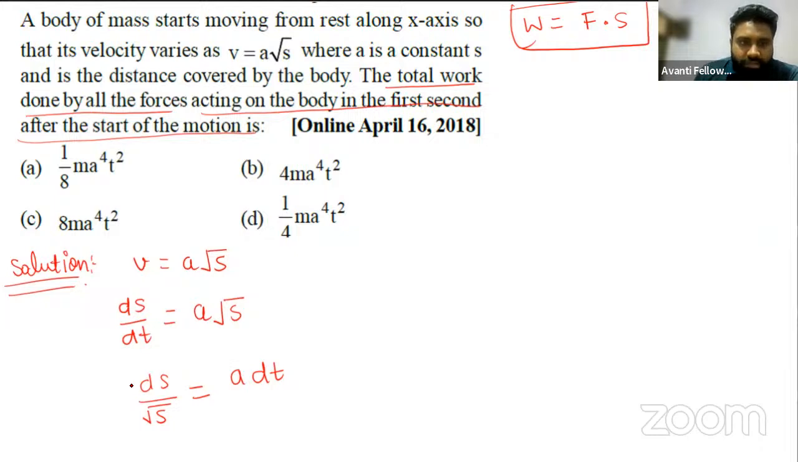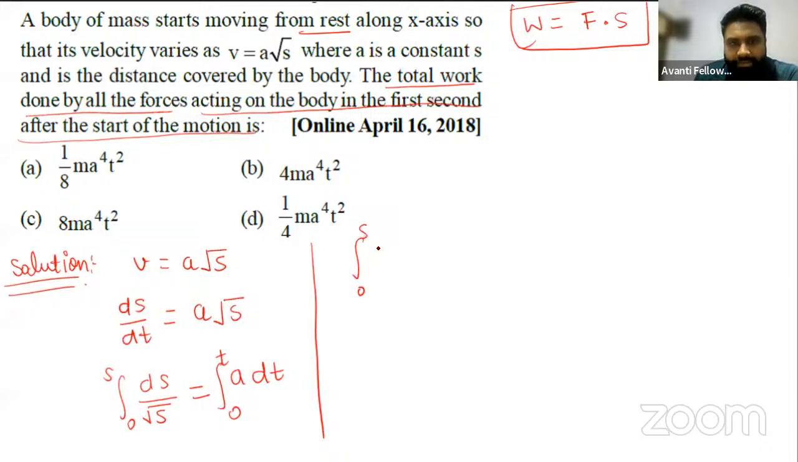Okay. So if you integrate it now, at time t equal to 0 because the body is starting from rest, the displacement or the distance traveled by it will be 0. And at time t, let the distance traveled by it be s. So you can take now here it is 1 by root s. Okay. So if you take it on the upper side, it will become integration from 0 to s of s raised to the power minus 1/2. Okay.